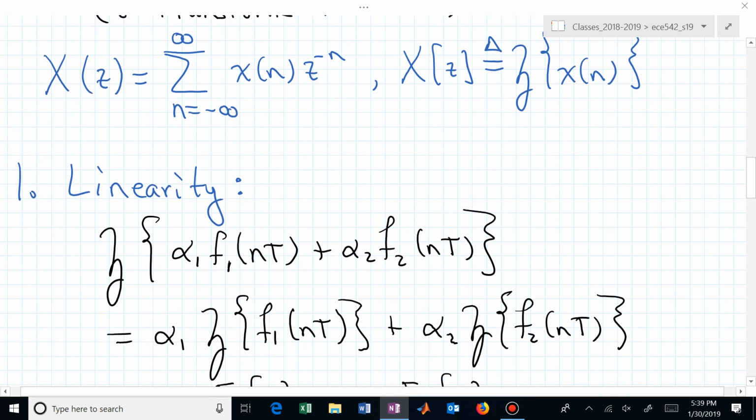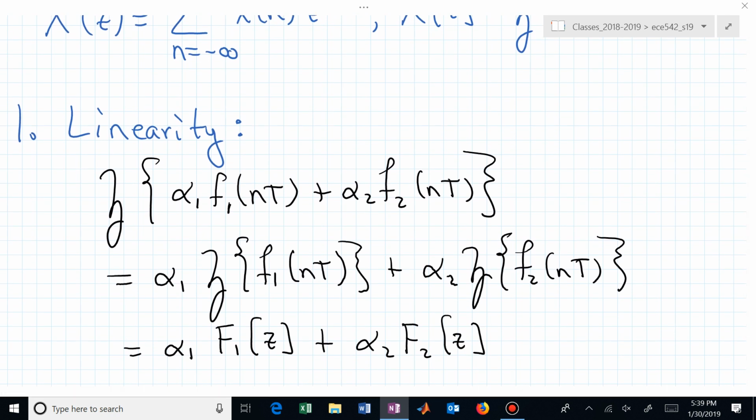The first property is linearity, and you've seen this property with the Laplace transform. It's not new, it's just now we are seeing it for the Z-transform. If you now want to see what is the Z-transform of a linear combination of 2 waveforms, it's really just that same linear combination of the Z-transforms of the individual waveforms.